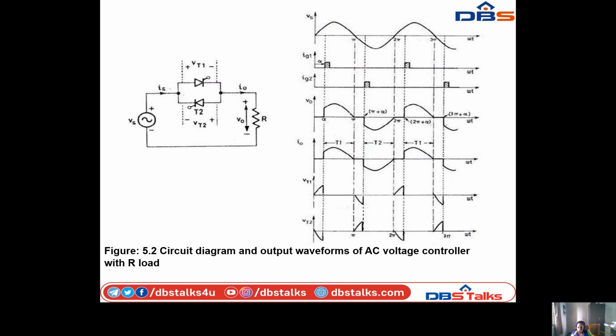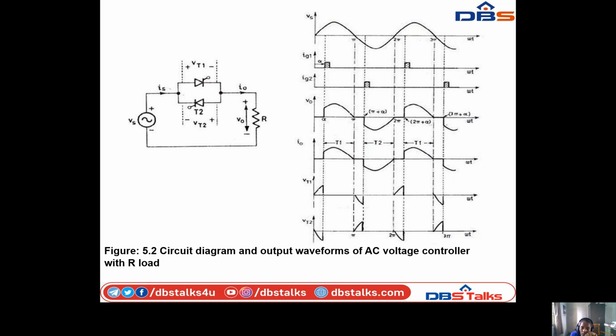Here the thyristors T1 and T2 will be triggered with an angle of alpha, and the output voltage will be obtained in positive and negative mode, and the output current will also be obtained in positive and negative mode. Here the thyristor voltages VT1 and VT2 are also drawn.